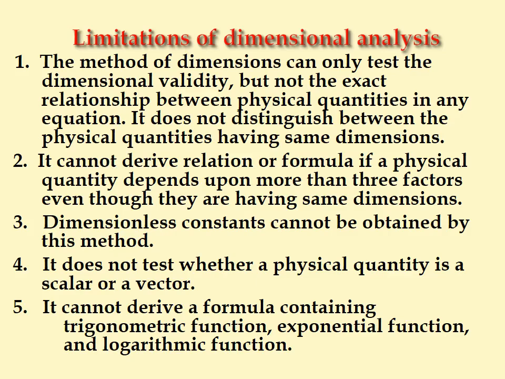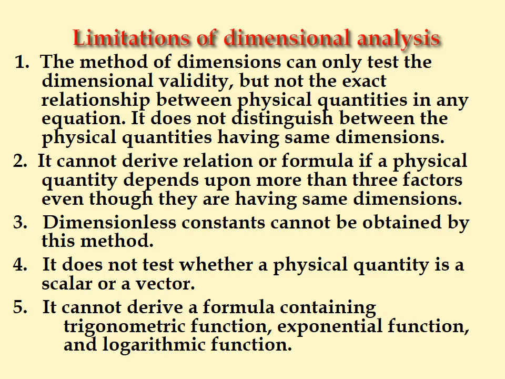What are the important limitations of dimensional analysis? First, the method of dimensions can only test the dimensional validity, but not the exact relationship between physical quantities in any equation. It does not distinguish between physical quantities having the same dimensions. It can check only if the equation is dimensionally correct or not, but we cannot say the equation is absolutely correct.